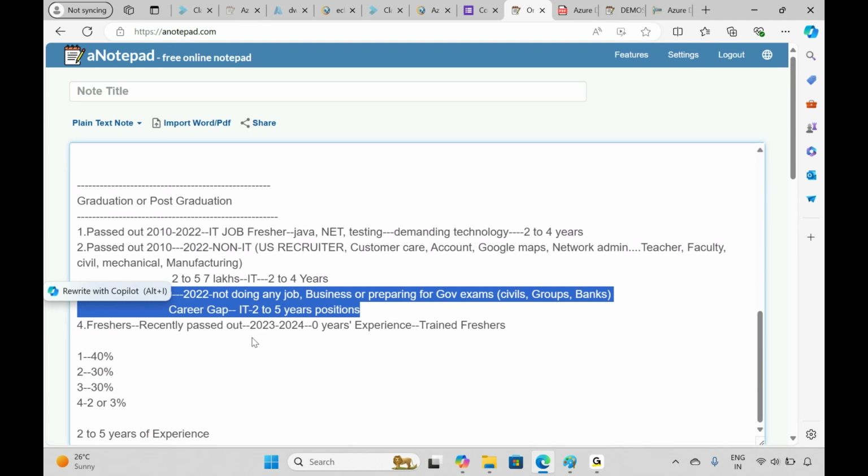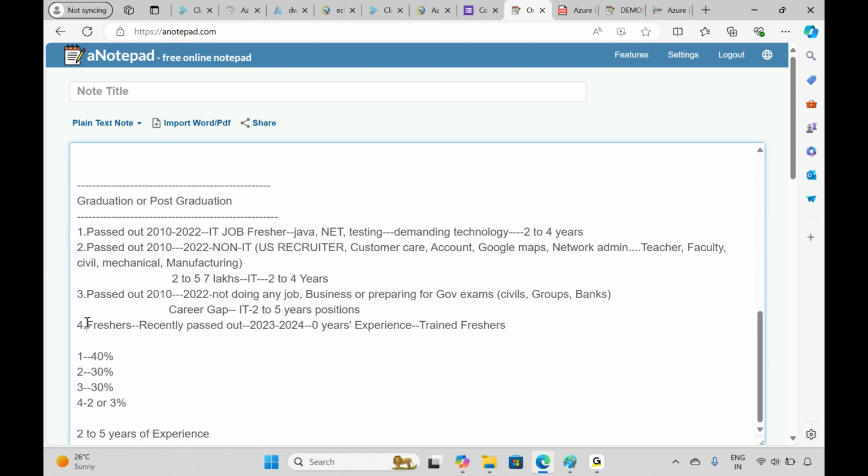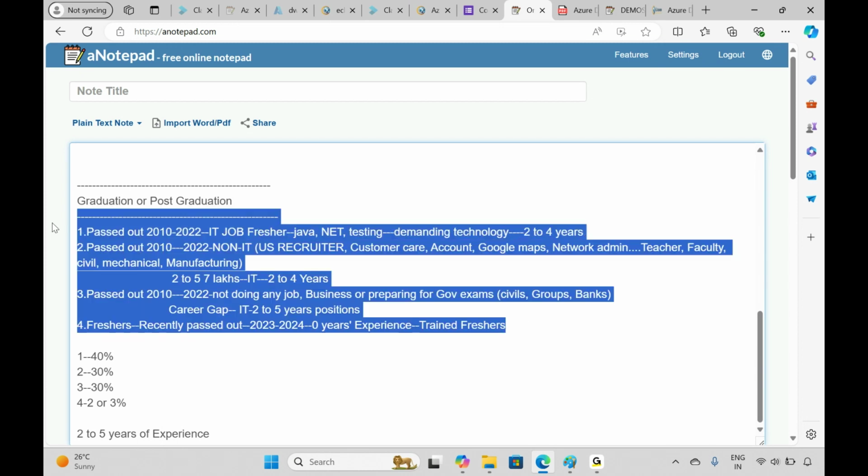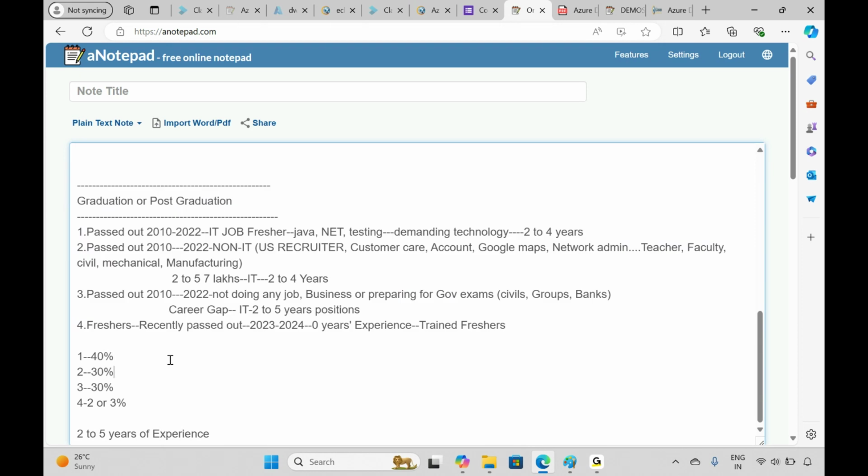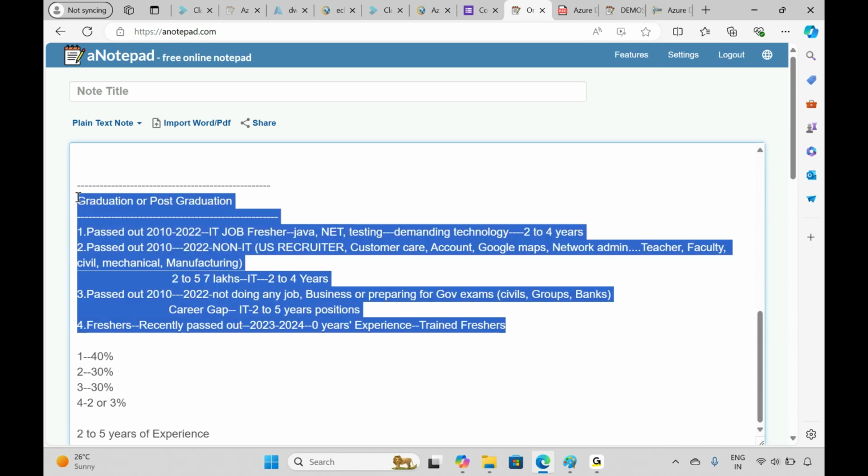The fourth category is freshers, recently passed out, like 23, 24 passed out. They have 0 years of experience. Some companies, like startup companies and mid-level companies, are looking for a trained fresher. So these are the four different categories of students trying to learn Azure data engineering, to successfully change their technology, get more hike, and because of the more demand, they are offering more salaries as well.